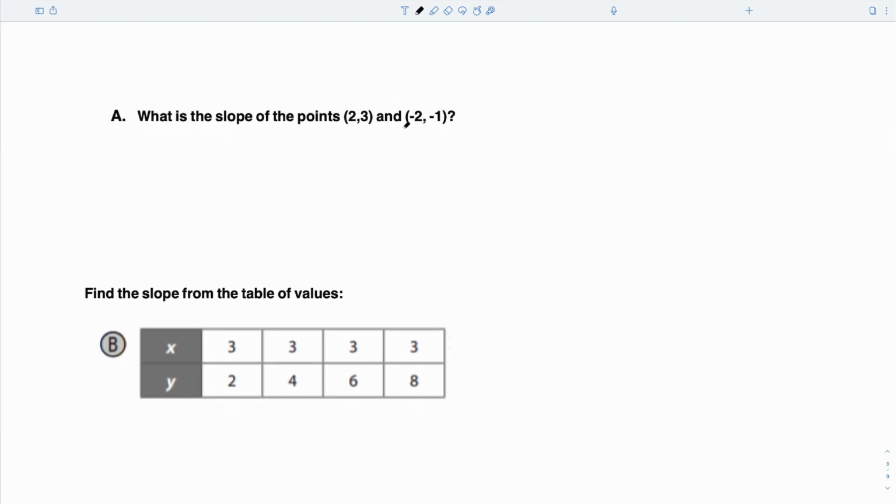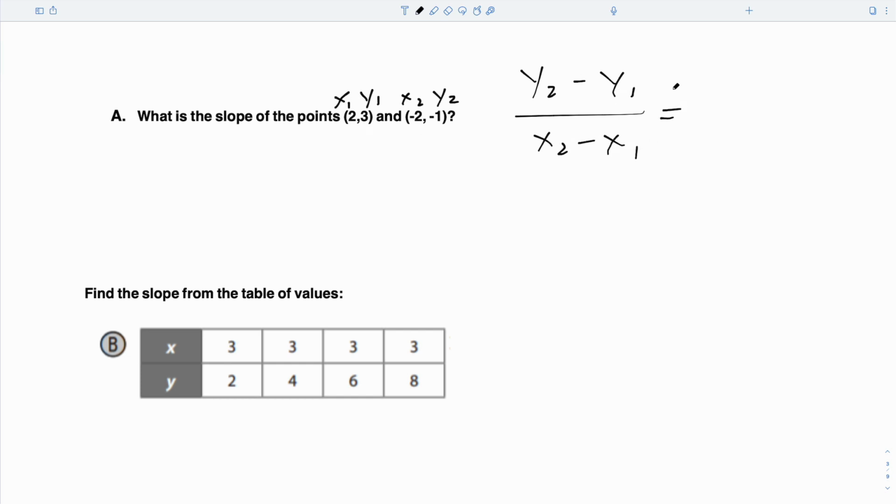Okay, so let's do it. The slope of the points (2, 3) and (-2, -1). You can choose any point coordinate pair to be your x1, y1. It doesn't just have to be this first one. For the most part, this is my default: I'll just use the first pair for x1, y1. x2, y2 will be the next pair. So let's plug it in. Your formula is y2 minus y1 over x2 minus x1.